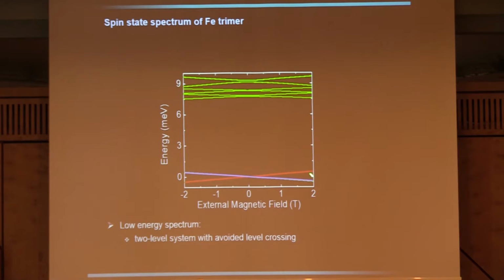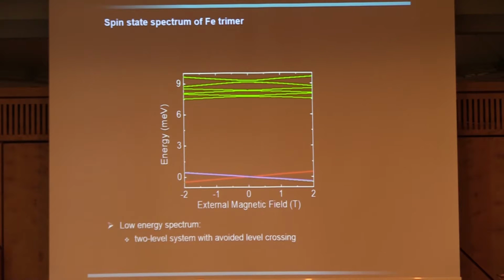There's 2 states at low energy, these here. They show Zeeman splitting in a magnetic field. And then there's a gap of about 7 millielectron volt, and then come a bunch of other states. These 2 states, the red one and the blue one, are the 2 Néel states of this trimer. So up, down, up, and down, up, down.